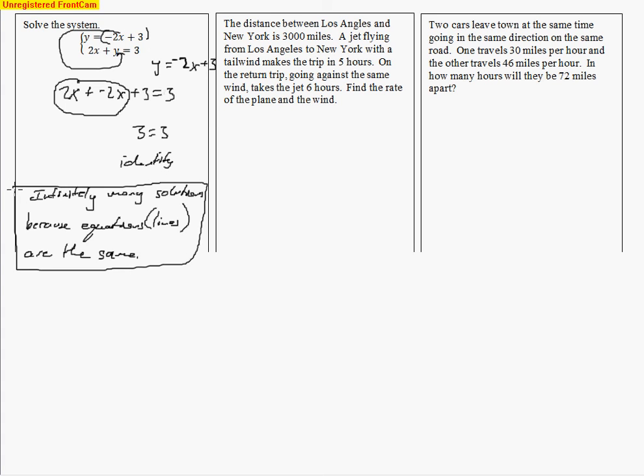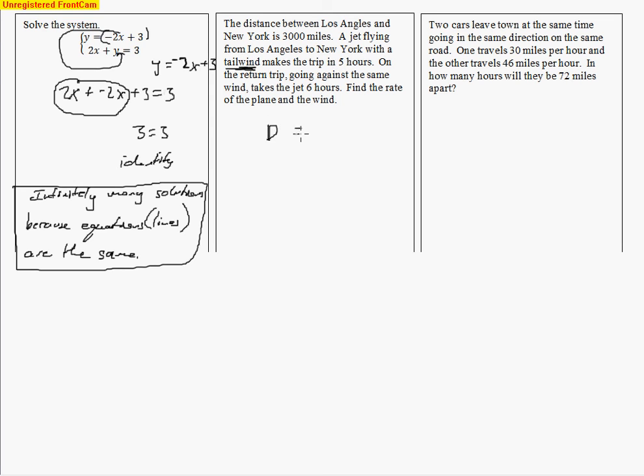The next problem gives us the distance between Los Angeles and New York is 3,000 miles. A jet flies from Los Angeles to New York with a tailwind. Okay, tailwind means it's pushing you. There's two components to the rate. And then it does this in 5 hours. So let's just start with that.